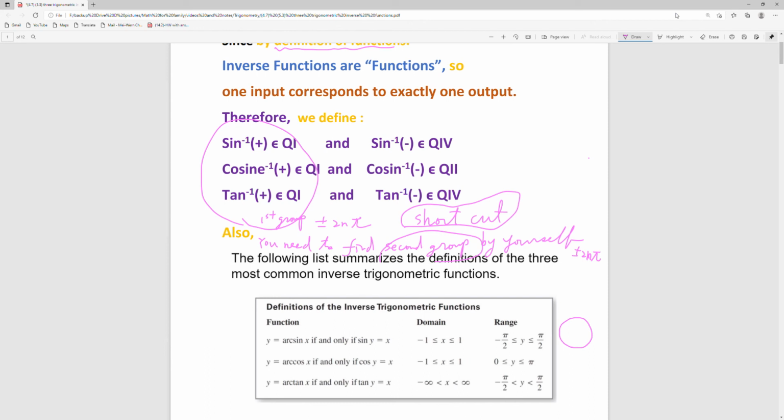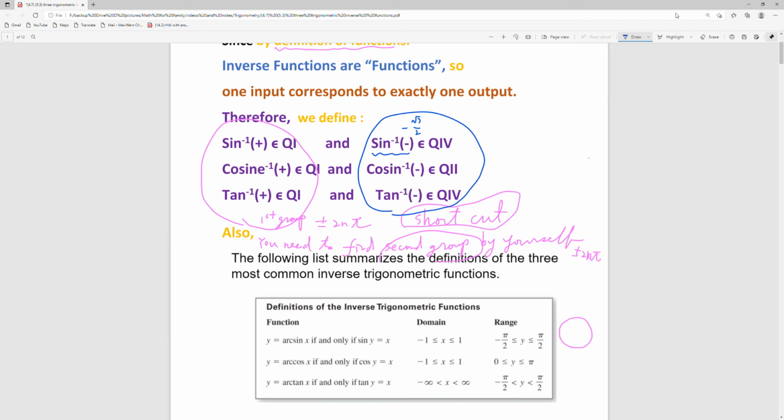And if your input is negative, like negative square root of 3/2, then you use the arcsine function. Arcsine function will provide you one group. And the same thing, it's your job to find the second group. So you have the idea: plus minus 2n pi is for sure, and then use the arcsine function to find one group, and use my shortcut to find the second group.